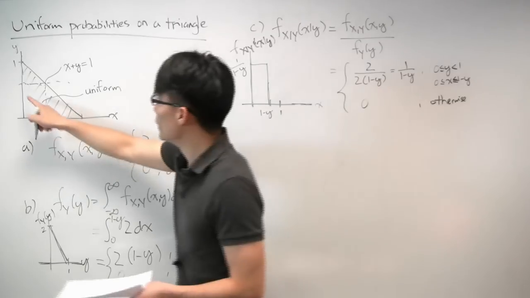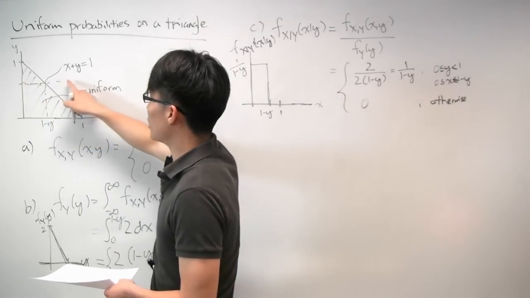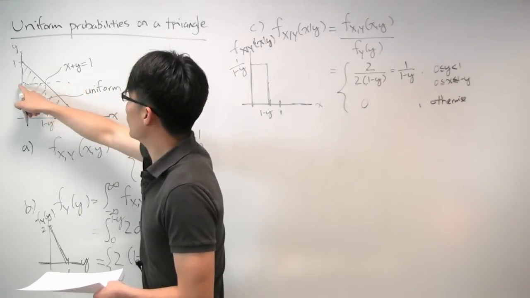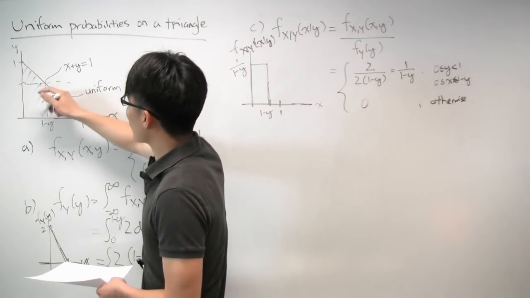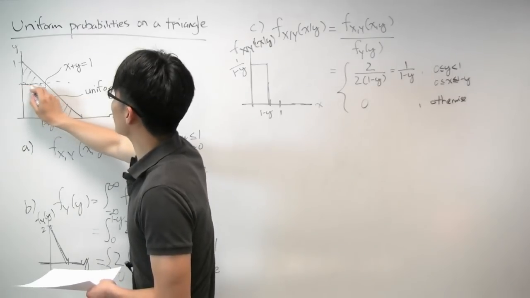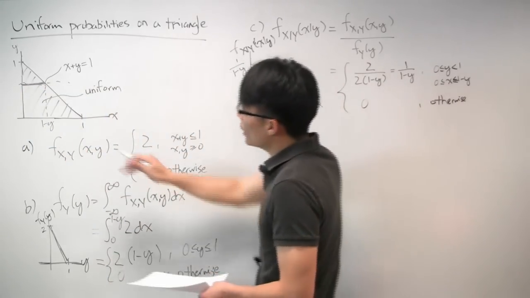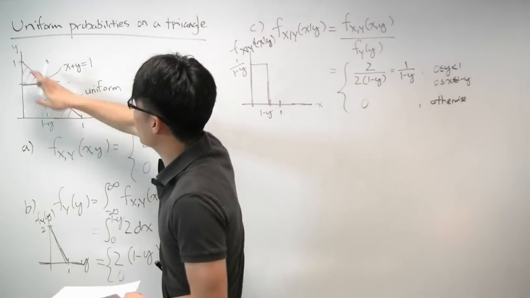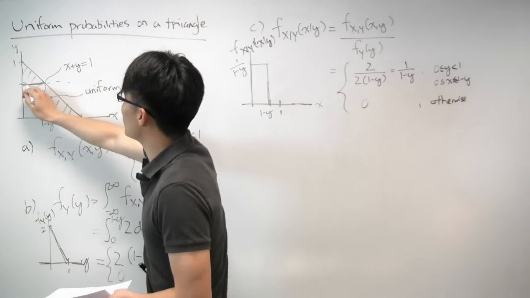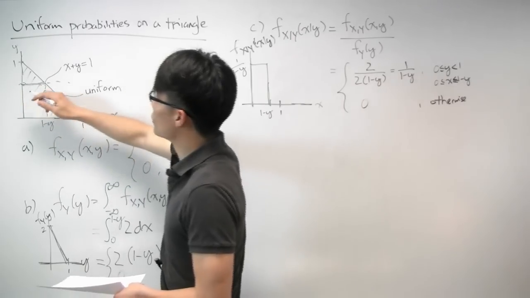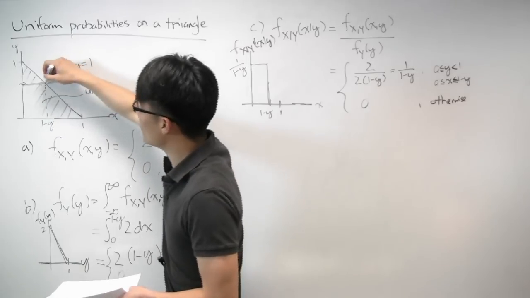Well, when you look over here, let's again just pretend that you're taking this value y. When you're conditioning on y being this value, you're basically taking a slice of this joint PDF at this point. But remember, the original joint PDF was uniform. So when you take a slice of a joint uniform distribution, you still get something that is uniform.